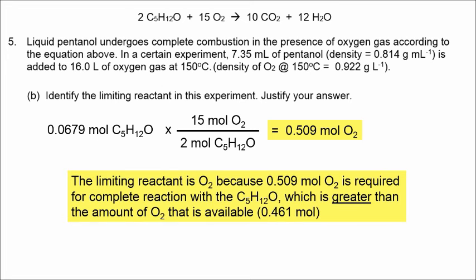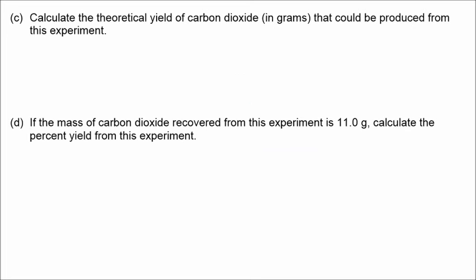Well, the problem is I only have 0.461 moles of oxygen available. So the limiting reactant is oxygen because the amount of oxygen that I need for complete reaction with the pentanol is greater than the amount of oxygen that I actually have available. So this is another way to prove that oxygen is limiting. All right, on to part C.